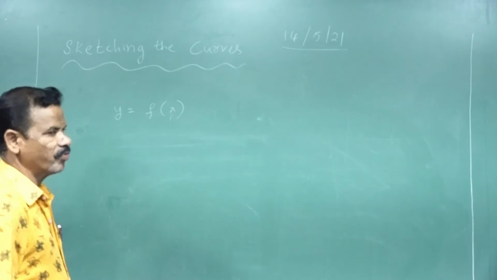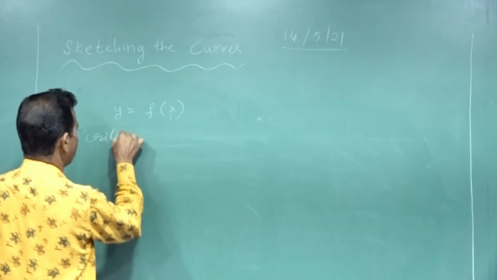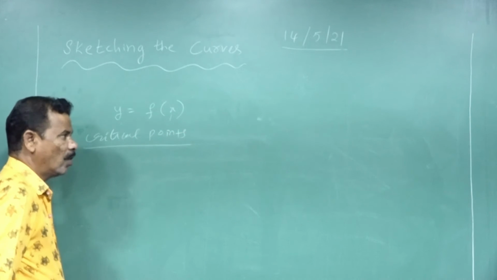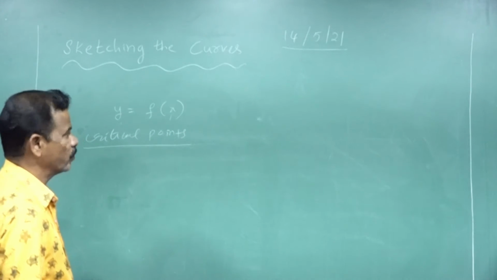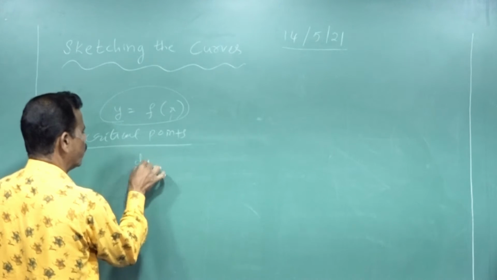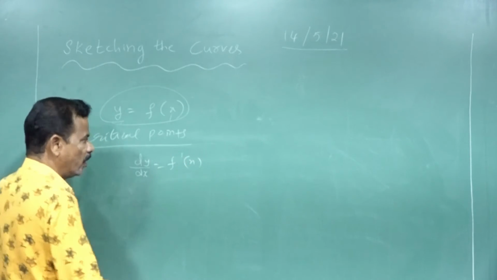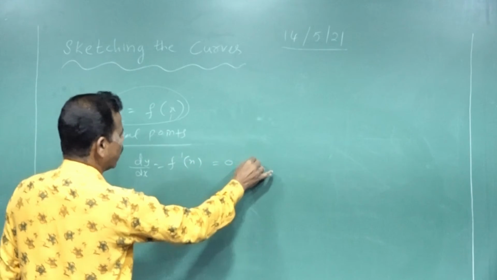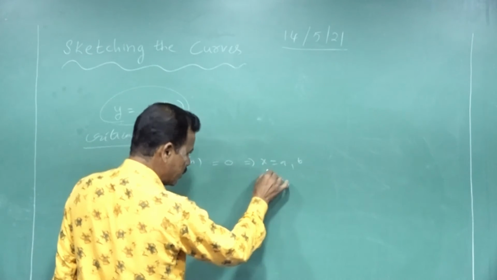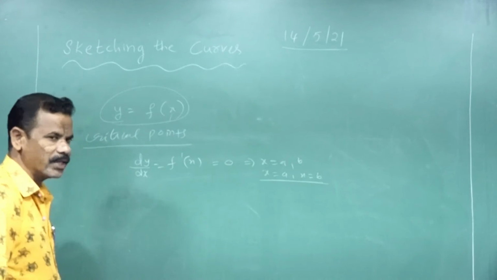Next, critical points of the function. How we find the critical points of the curves? So for the given function, we do the first derivative, dy by dx, otherwise f dash x, both are same. If f dash x is equal to 0, then we get x is equal to a or b. These x is equal to a and x is equal to b are the critical points.